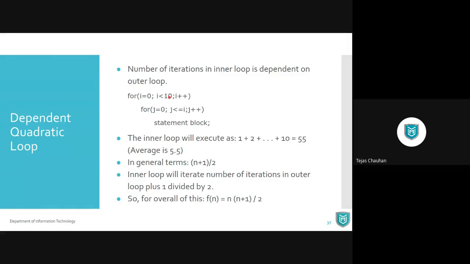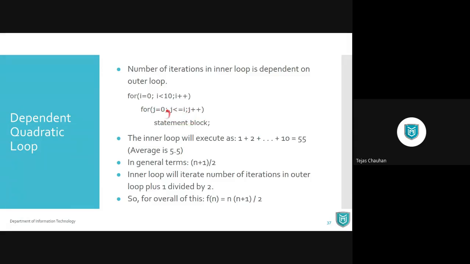Now for that, you can simply say 1 plus 2 plus 3 plus 4 plus 5 plus 6 up to n. So it's n times n plus 1 by 2. That's one way. Or in another way, if we want to go for it, then what is the average time for this statement to be executed? Here it is 55, so the average is 5.5, which is actually n plus 1 by 2. So this n plus 1 by 2 is how many times the inner loop is going to run.